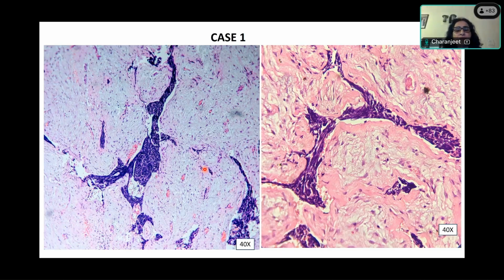Now tell me, first, your option you have given, neuroblastoma. Can you describe how neuroblastoma looks? If you see a section of a slide of a neuroblastoma, what are the features that you would see? Ma'am, it is also a small blue round cell tumor, and we see rosettes. Okay, then?